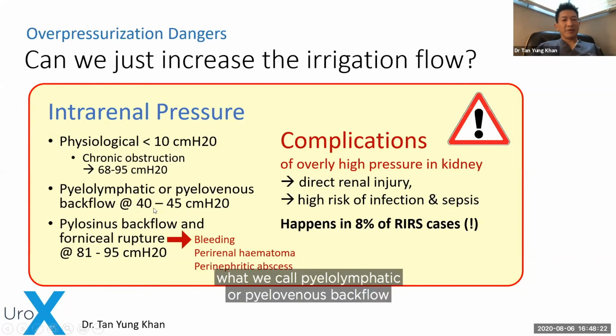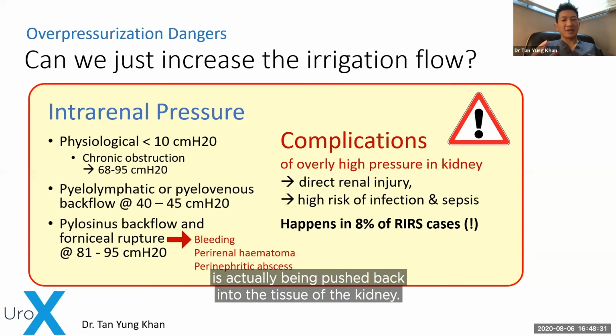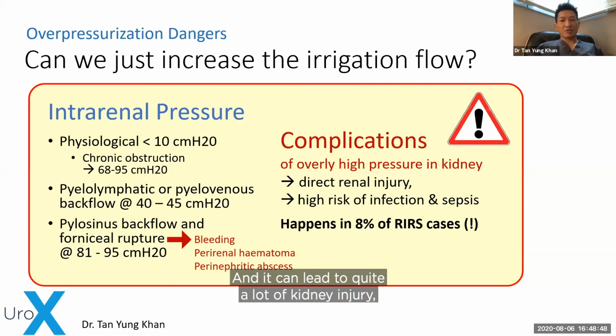getting what we call pyelolymphatic or pyelovenous backflow, which means that the fluid that is passing into the kidney through the scope is actually being pushed back into the tissue of the kidney. And this can lead to bleeding, like what we describe as fornix rupture. And in fact, when we use certain pumps to maintain pressure, especially with a syringe pump or a hand pump, the pressures can hit 300 to 400 cm water. And this can lead to quite a lot of kidney injury, infection, and sepsis.